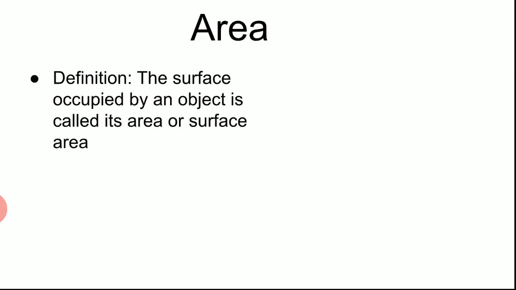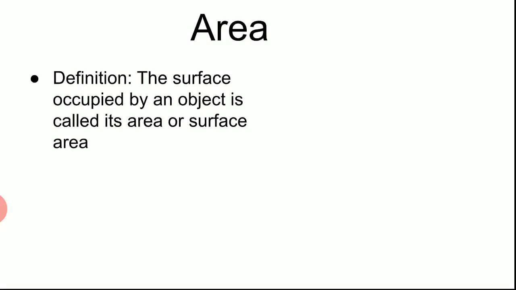Now let's define another physical quantity which we've already done in standard 6. This physical quantity tells us about the surface occupied by a regular shape or regular object. Now can you guess it? Yes, it is called area. Now this area is the surface occupied by an object. It is also termed as surface area for 3D objects.